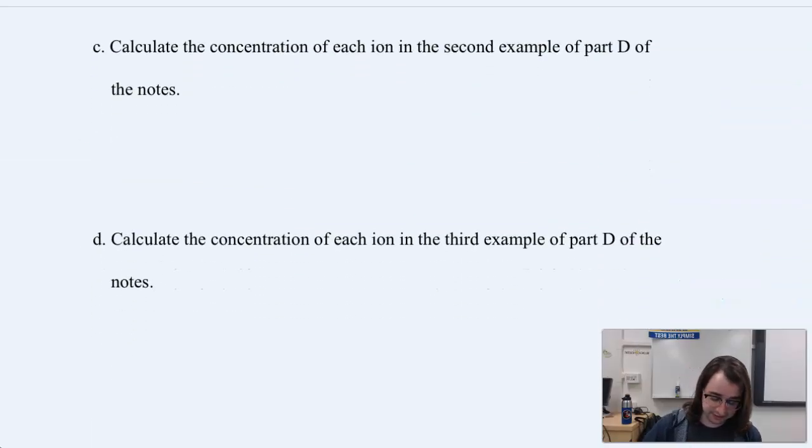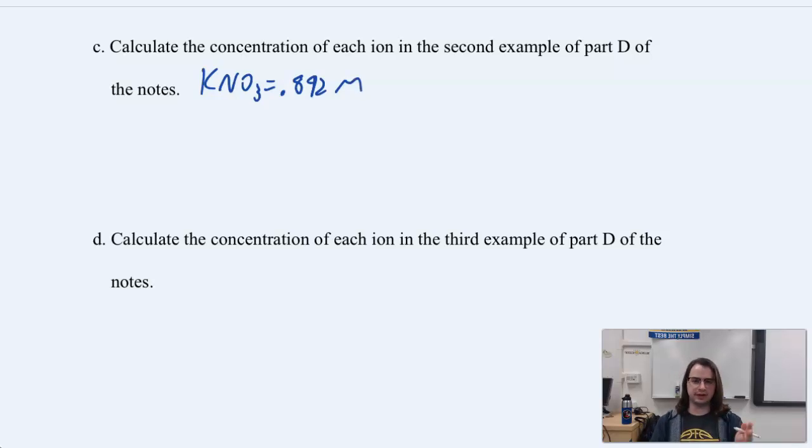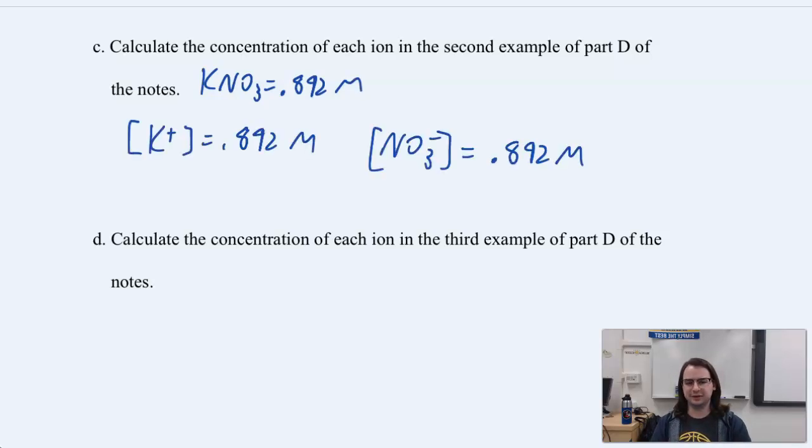Calculate the concentration of each ion in the second example of part D in the notes. So now we are dealing with KNO3, which has a concentration of 0.892 molar. Give this one a try. I'm not exactly showing all the work, but I would really hope that you would show all the work. Again, we are just going to go from the concentration of KNO3, and using the balanced dissociation equation that we already wrote, we can find out the concentration of each individual ion. Can we do it for our last one, which is K2SO4, which has a concentration of 0.3 molar? I think we can. Give it a try and come back when you're done.